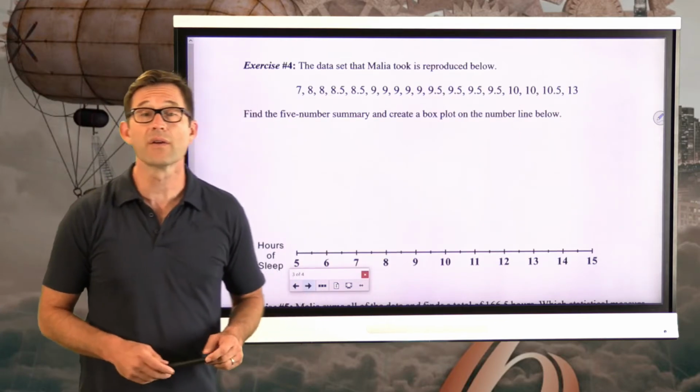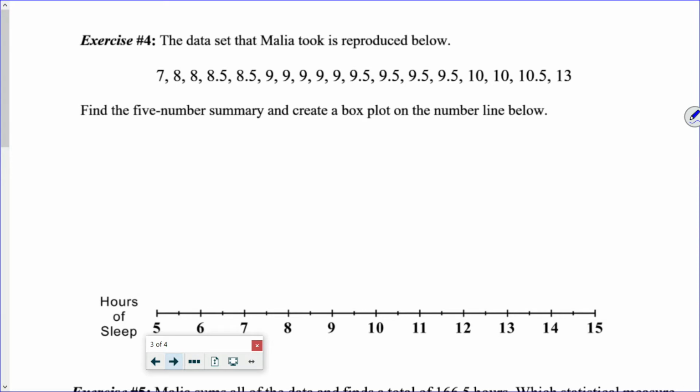All right, so let's take a look at exercise number 4. The data set that Malia took is reproduced below. Find the 5-number summary and create a box plot on the number line below.